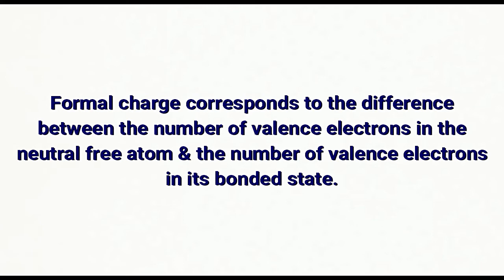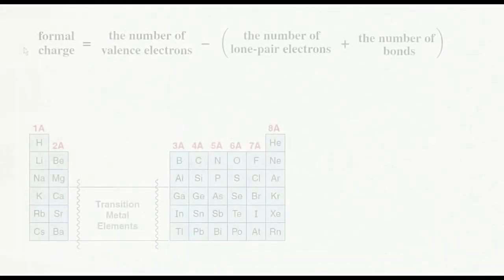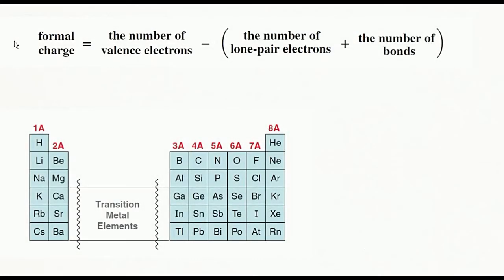Neutral free atom means an atom is not bonded to other atoms. And we can calculate the formal charge by applying this simple equation, where formal charge is equal to the number of valence electrons minus the number of lone pair electrons, or we can say unshared electrons, plus the number of bonds.